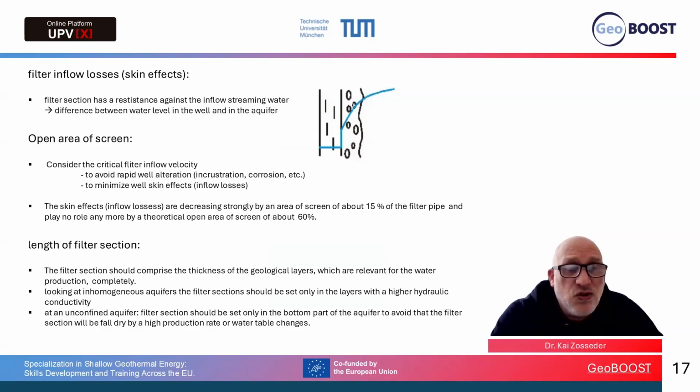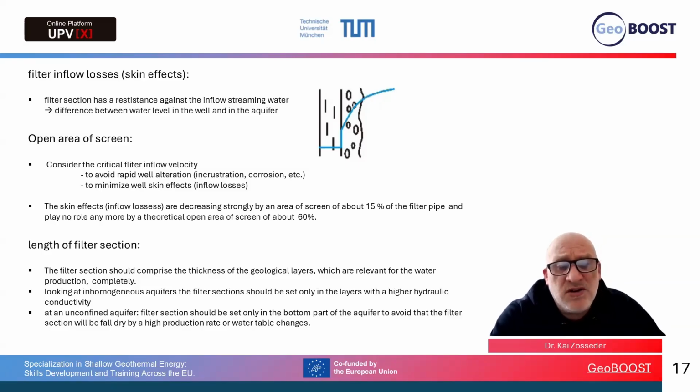You should also think about the length of your filter section. We talk about that a little bit in having a fully penetrating well or an imperfect well. Of course, the filter section should completely comprise the thickness of the geological layers which are relevant for the production. And if you have inhomogeneous aquifers, the filter section should be set only in the layers where we have a high hydraulic conductivity. It makes no sense to put the filter section in aquitard sections.